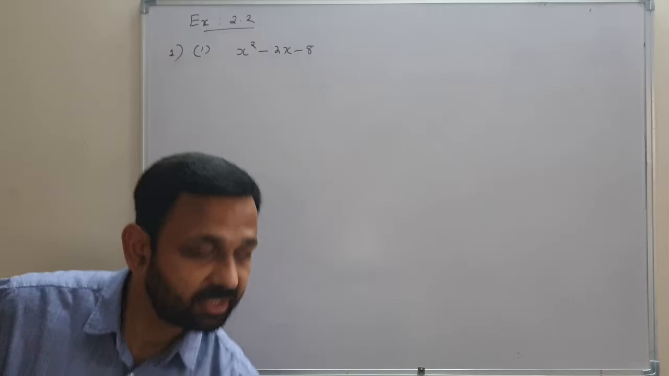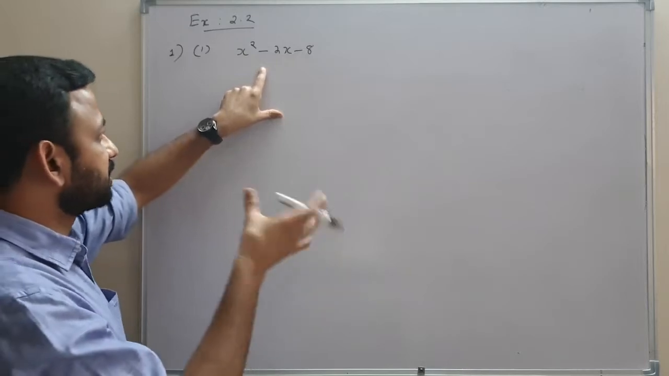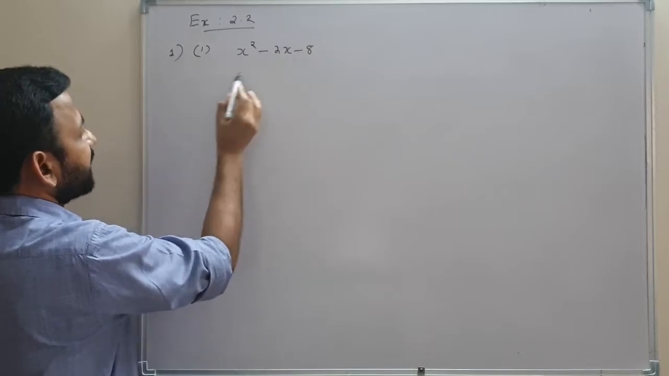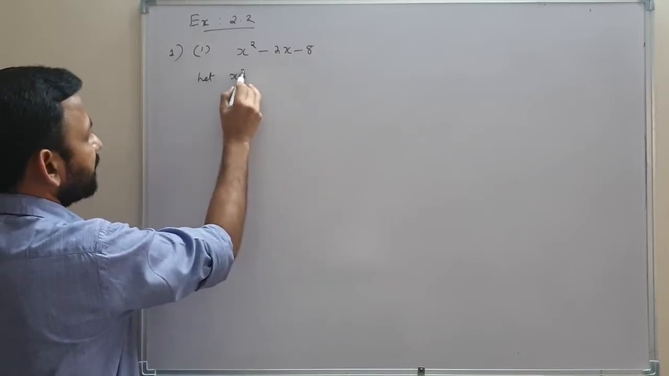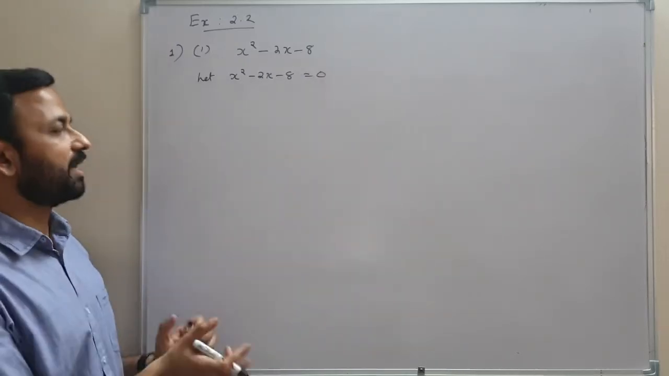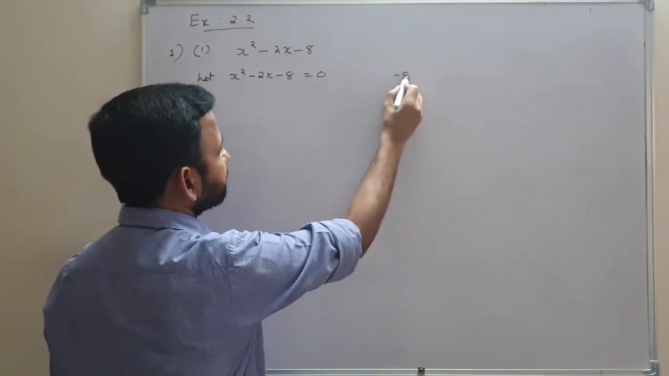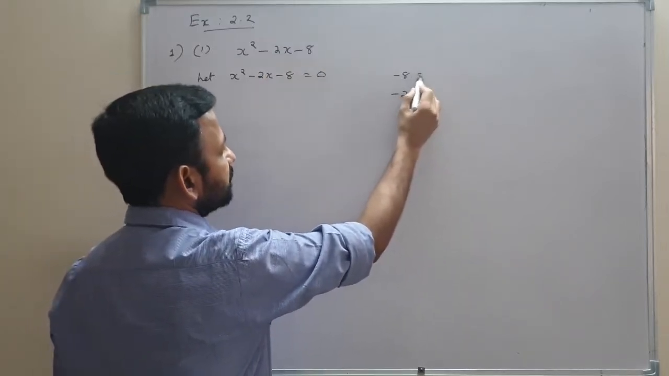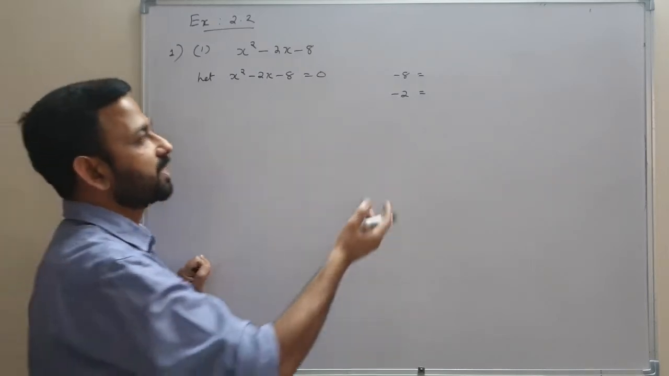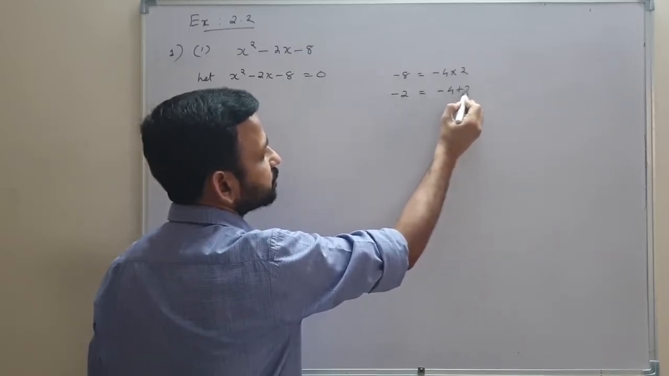Now first we have to find the zeros of this polynomial. Then we need to find the relationship between zeros and coefficients. So when we find the zeros of this polynomial, let the polynomial x square minus 2x minus 8 equal to 0. Now we can find the zeros by splitting the middle term. So 1 into minus 8, that is minus 8, and the middle term minus 2. So now we have to find two numbers whose product is minus 8 and whose sum is minus 2. Product minus 8, minus 4 into 2, and the sum minus 2, minus 4 plus 2.